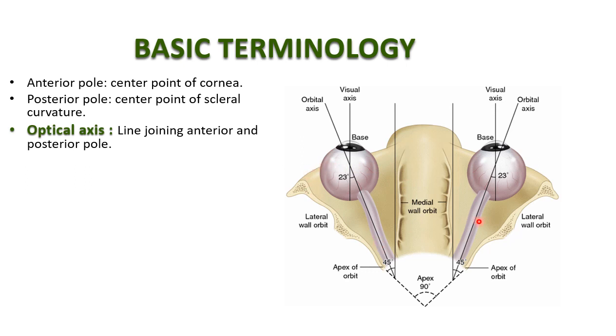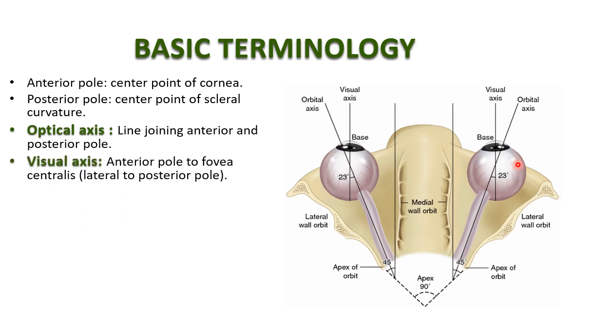The orbits are two bony cavities, pyramidal in shape, somewhat projecting like binoculars. Then what is the visual axis? The visual axis runs from the anterior pole to a point on the posterior wall of the eyeball called the fovea centralis. You see a depression there, which is lateral to the posterior pole, or lateral to the optical axis.